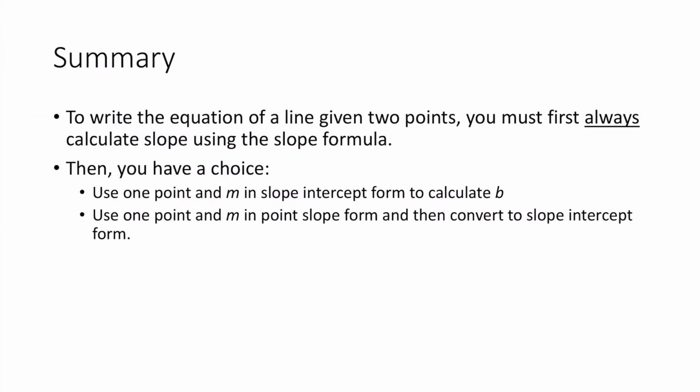So just remember to write the equation of a line given 2 points, you must always first calculate the slope using the slope formula. So you always have to use the y2 minus y1 divided by x2 minus x1. Then you have a choice. You can use 1 point and the value of m in slope-intercept form to calculate the value of b, or you can use 1 point and the value of m in point-slope form and then convert it to slope-intercept form. Both ways of solving this problem are correct.